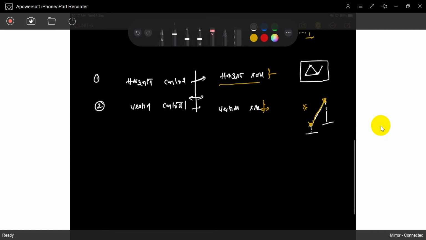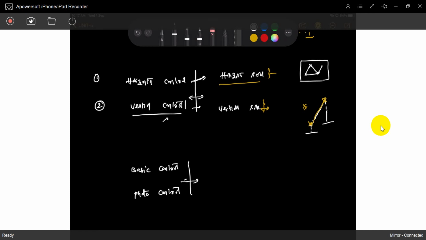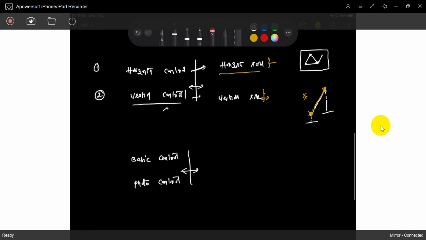Next, we don't need to discuss horizontal control further, and the remaining things are related to the horizontal control. Remaining is basic control and photo control, again two types. So what is the basic control? Basic control is where you have to fix those points on the ground.